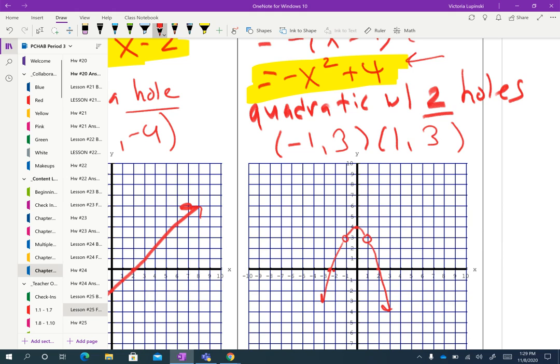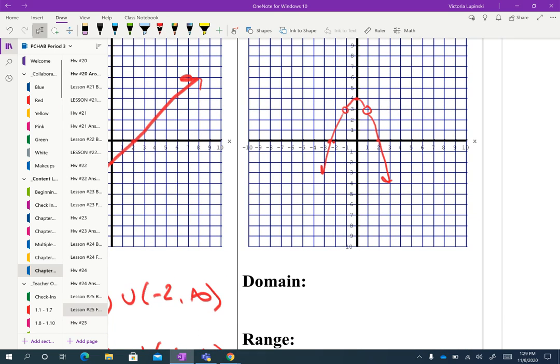again, it's not a rational function. It is simply a quadratic with 2 holes in it. And again, you could find additional points as needed. Plug in 0, 1, 2, 3, as many as you want, but that's good enough. Domain and range. So when it comes to domain, negative infinity to the first x value of the hole, which looks like -1, then -1 to 1, and then ultimately 1 to infinity.